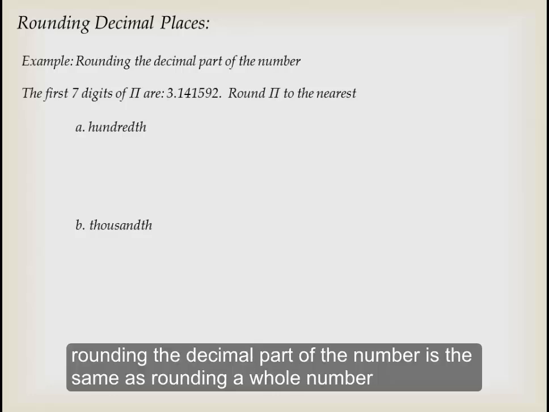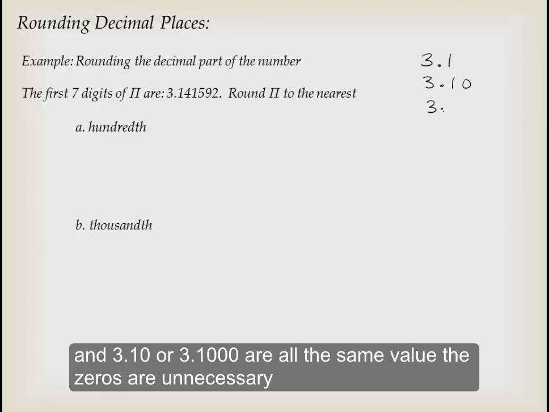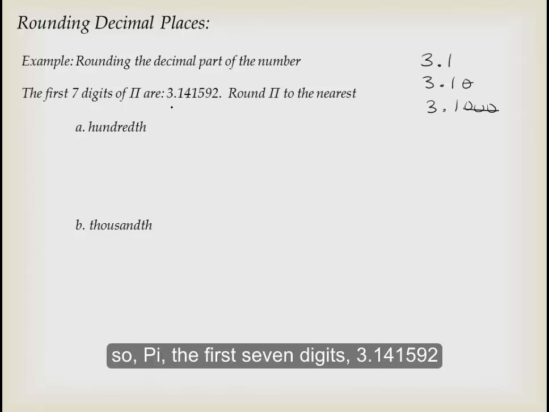Rounding the decimal part of a number is the same as rounding a whole number. The difference though is instead of replacing all of the remaining digits with 0, we just leave them off because 3.1 and 3.10 or 3.1000 are all the same value. These zeros are unnecessary. So pi, the first 7 digits, is 3.141592.